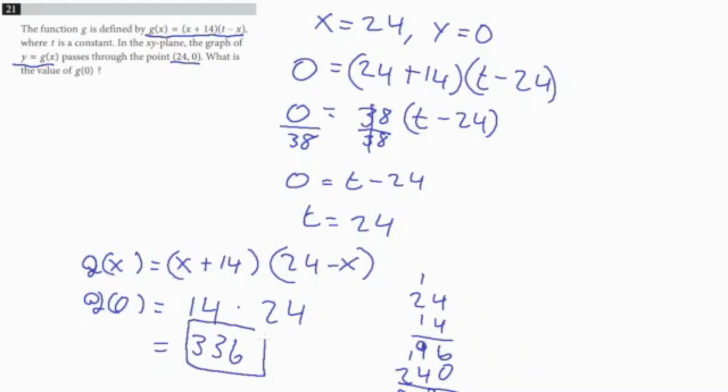So the key to these is really just find the constant using what's given, and then once you find that constant, just use your head, figure out what they're asking. In this case, it's just g of 0, so we just plug in a 0 for x. And yeah, these questions can be a little bit intimidating, especially with the time constraints of the SAT. But if you use these strategies, they're not too bad.